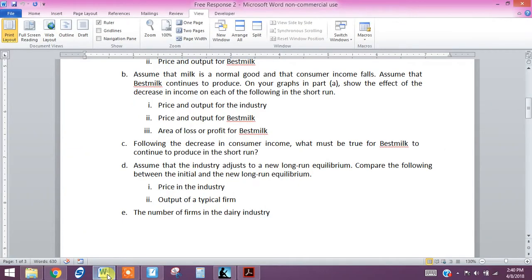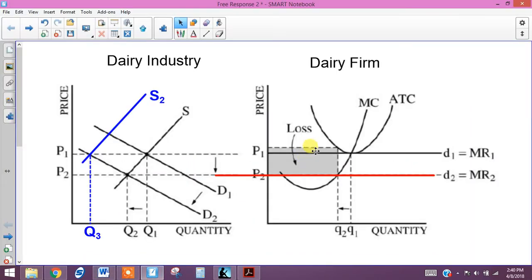Now, part D. Assume that the industry adjusts to a new long-run equilibrium. Compare the following between the initial and the new long-run equilibrium. Well, it's easy if you just use your graph. You don't have to, I don't think, but I would highly encourage you to go ahead and draw this on your graph. So what would happen when firms are suffering a loss? Now let's assume that Best Milk keeps operating. Even though they're suffering an economic loss, we're going to assume that their average variable cost is below the price, even at this lower price and lower output.